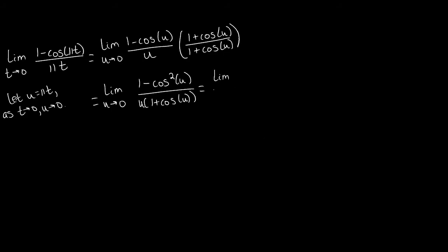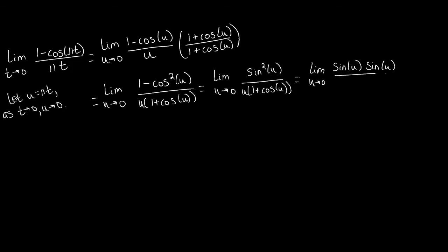If you answered a trig Pythagorean identity, you'd be correct, namely sine squared of u over 1 plus cosine of u, right? So now we have this, and we're kind of asking what can we do from here? Well, remember that sine squared of u is the same thing as saying sine of u times sine of u, right? So let's rewrite this numerator in that fashion. Let's take care of what we have in the numerator and expand it out a little bit. So sine of u times sine of u over u times 1 plus cosine of u.